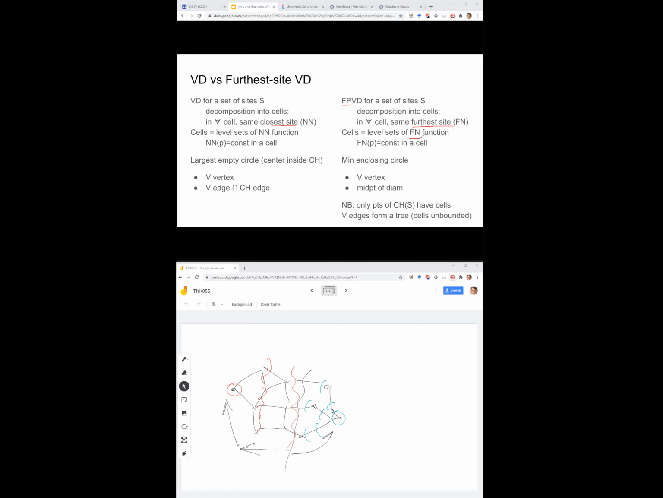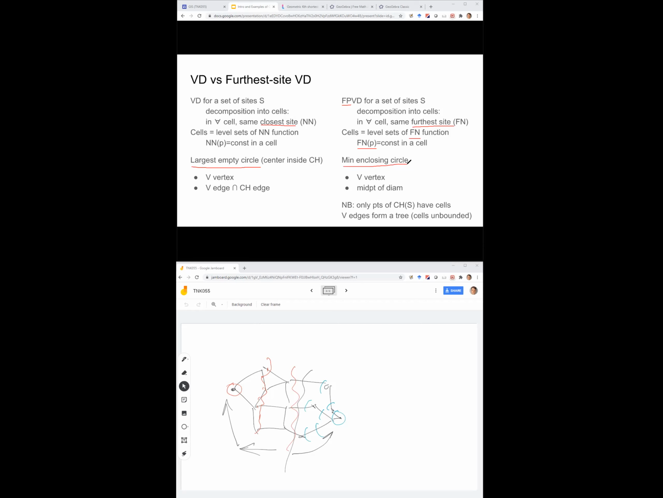So you have this farthest neighbor function. In every cell, the farthest neighbor is the same. And just like the Voronoi diagram was good for finding the largest empty circle, the farthest point Voronoi diagram is good for finding the minimum enclosing circle, or the circle of smallest radius that encloses all the sides.